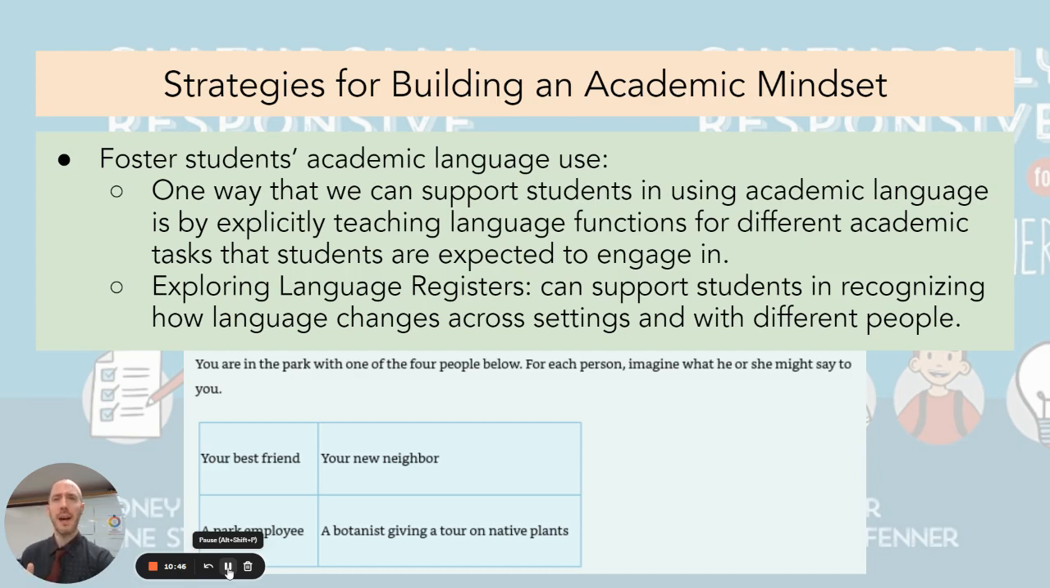We can also do this by exploring language registers. So we can support students in recognizing how language changes across settings and with different people. You could even expand the discussion of registers to explore how students might communicate differently based on cultural expectations. For example, and you see some on the bottom of the slide here, how might a student communicate differently with their grandmother than with a classmate when talking about the same topic?